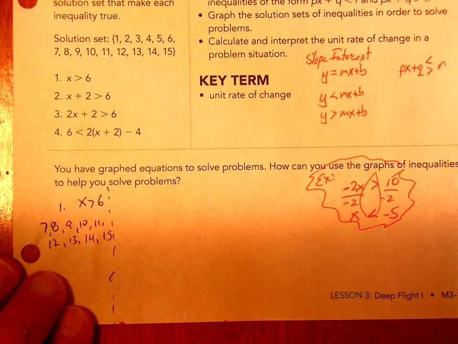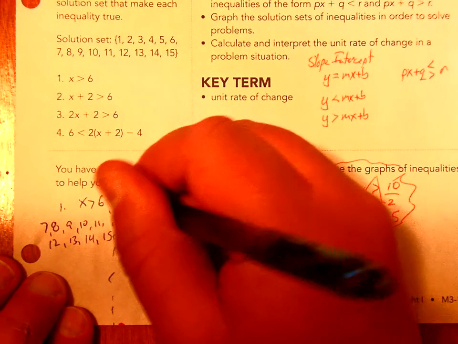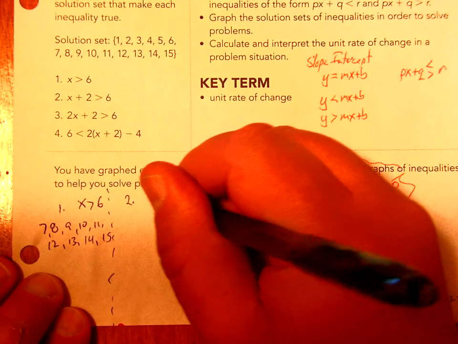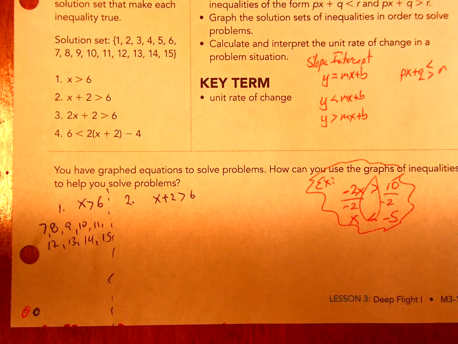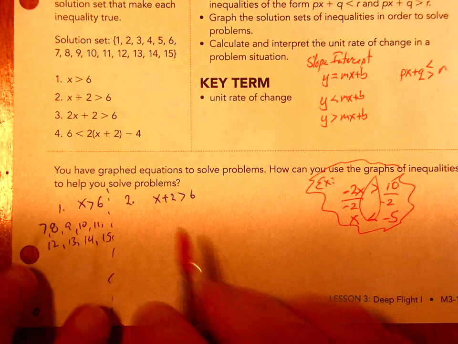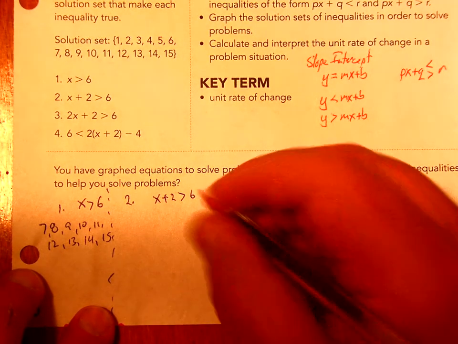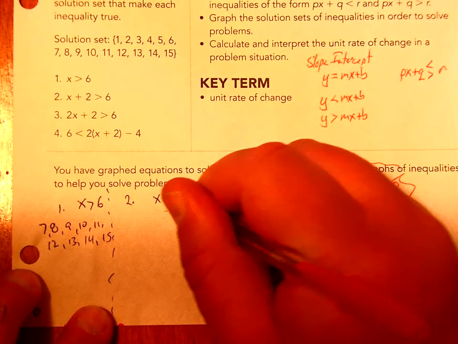And so on number 2, we have x plus 2 greater than 6. Well, we have to get that x all alone. And x has a 2 being added. So let's subtract 2 from both sides of this inequality.